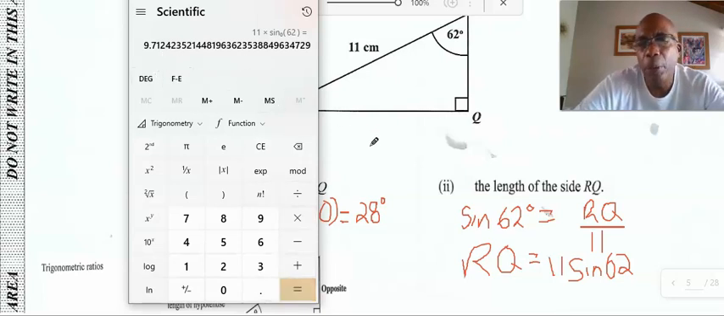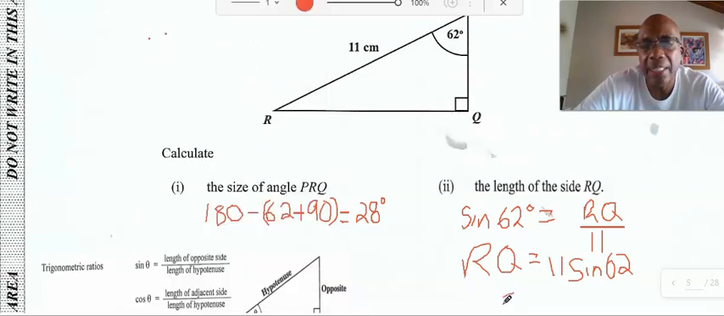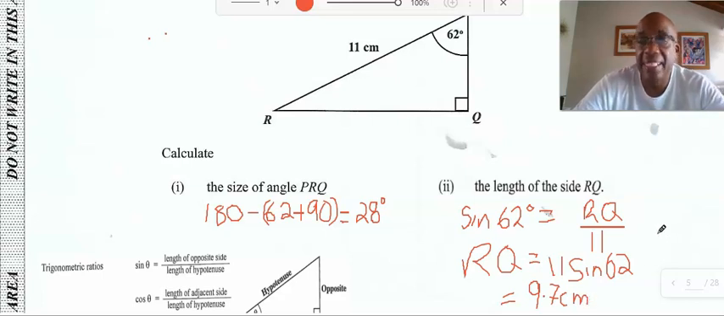9.712, etc. But we bring it to the same number of significant figures we have in the sum, which is 2. So we put the answer as 9.7 centimeters. Make sure you put your units. And that is the answer for part 2.